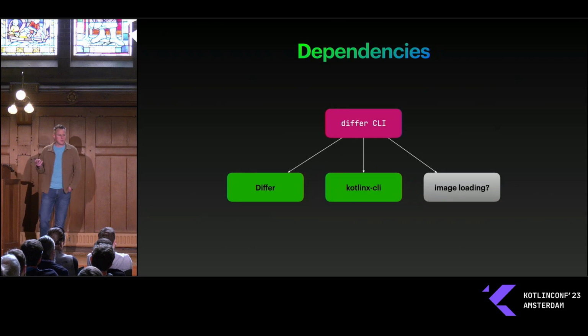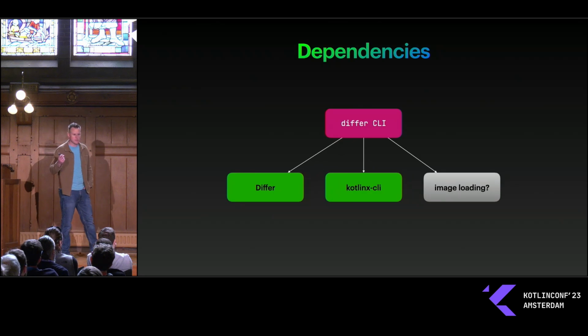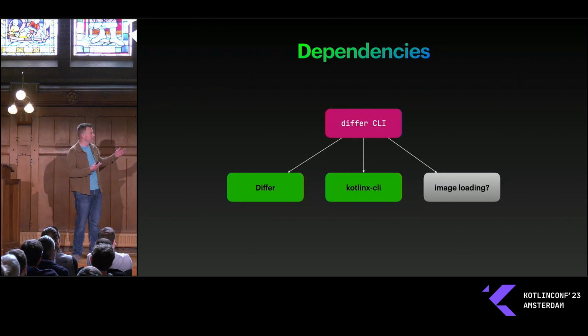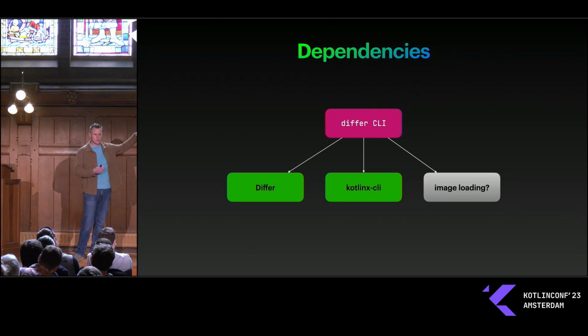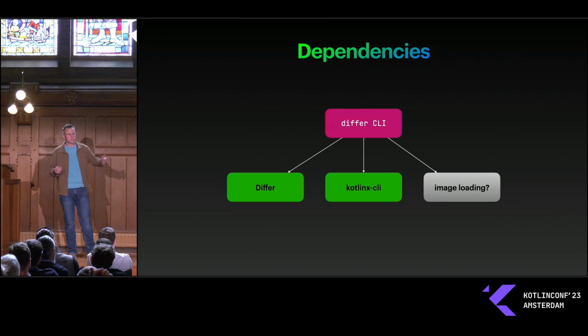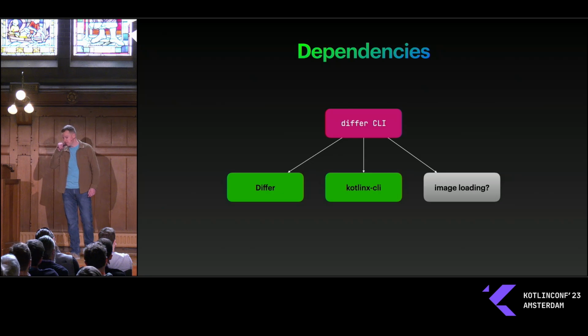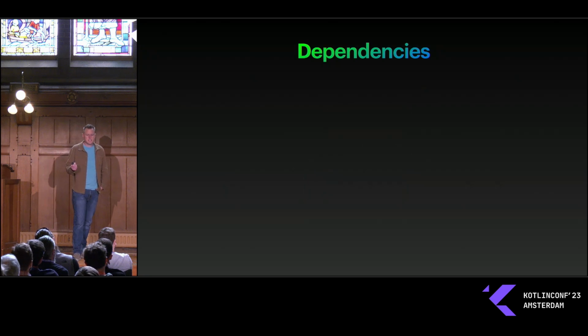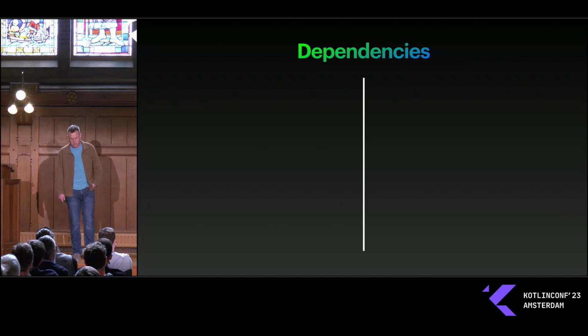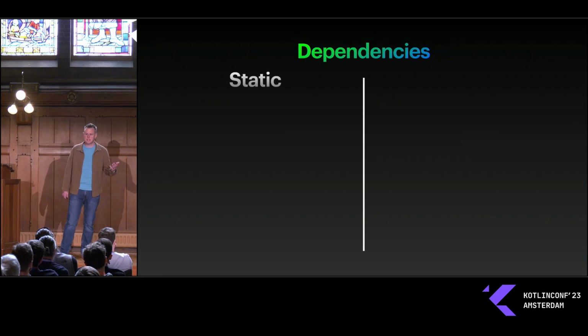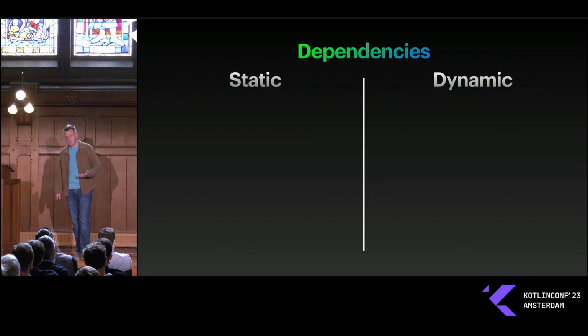And then lastly, we need something to load images. We need an image loading library. We're doing a native thing, so these other two are Kotlin Multiplatform libraries, but our image loading library, we're going to go native, so we need to figure something out there. And so we need to take a moment to talk a bit about the choices for dependencies when you're working in native environments. There's really two options here. You can either have statically linked dependencies or you can have dynamically linked dependencies.